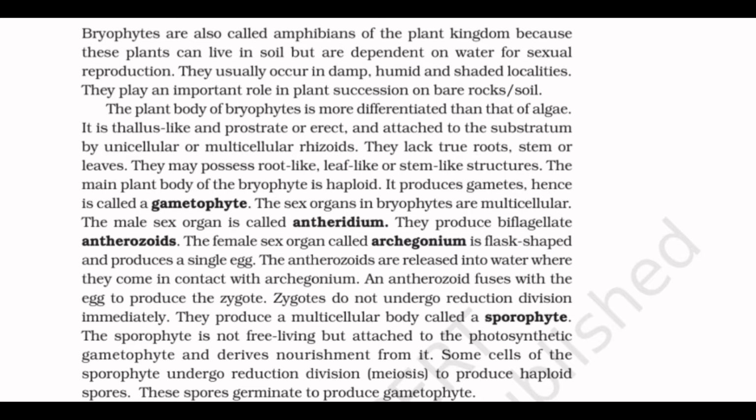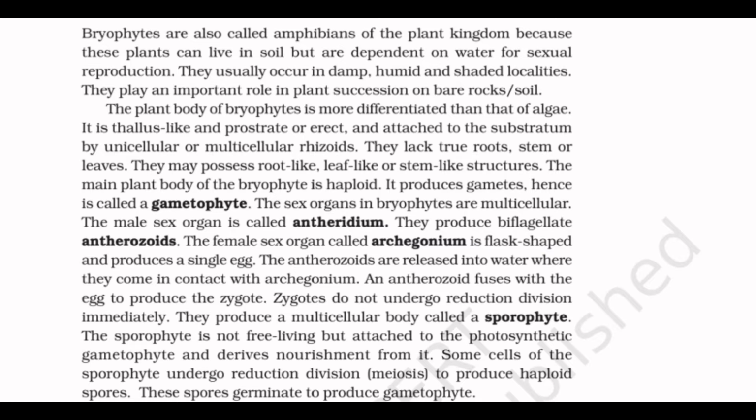The plant body of bryophyte is more differentiated than that of algae. It is thallus-like and prostrate or erect and attached to the substratum by unicellular or multicellular rhizoids. They lack true roots, stems, or leaves. They may possess root-like, leaf-like, or stem-like structures. The main plant body of the bryophyte is haploid. It produces gametes, hence is called a gametophyte.